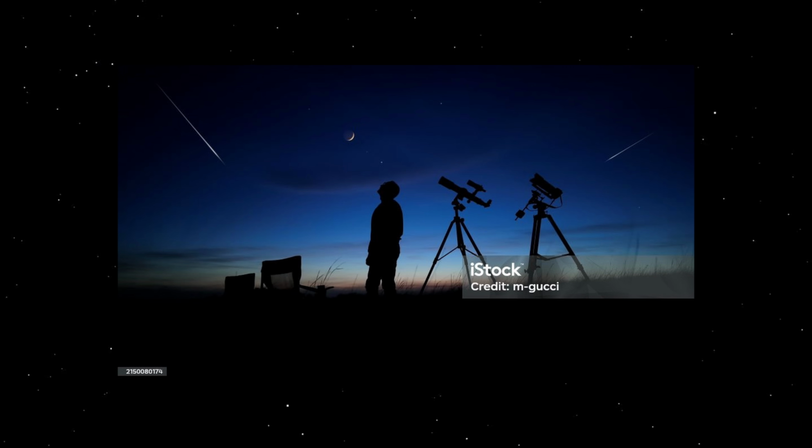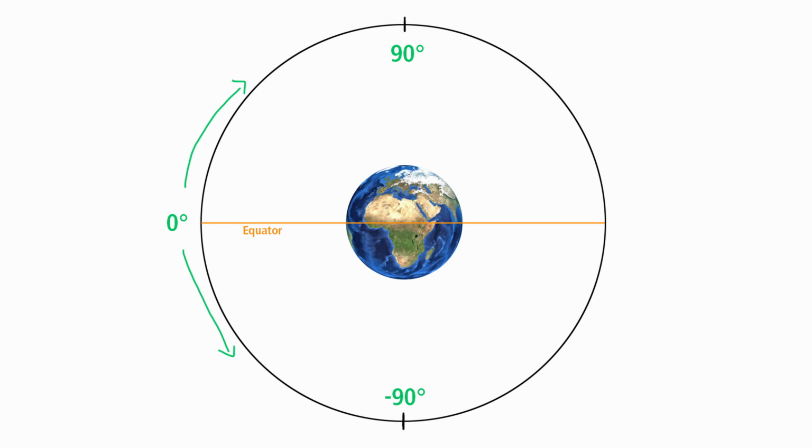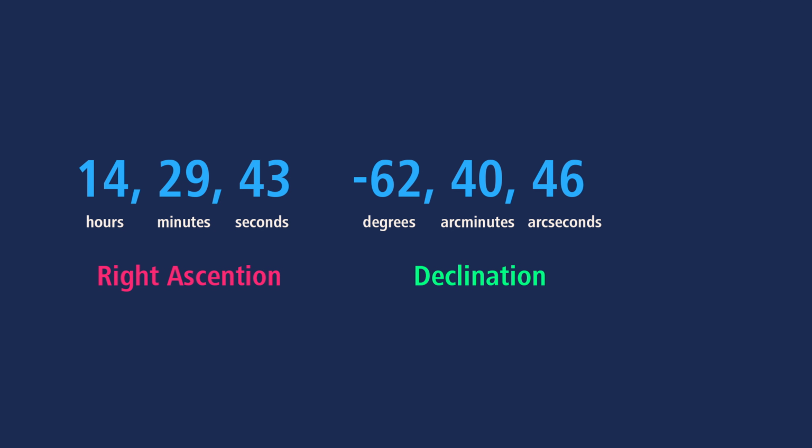As you can imagine, sky is big and star is small, so you need to be precise when describing a star's position. One thing to keep in mind is that declination goes from 90 degrees, which is straight up from North Pole, down to minus 90 degrees, which is straight down from South Pole. So with these 2 coordinates, we can describe where a star is on the sky.